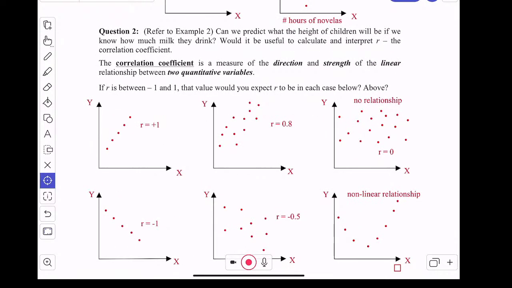A perfect positive relationship would look like this, and R would be +1. A perfect negative relationship would look like this. So R is a measure of the direction and strength of the linear relationship between two quantitative variables. Direction is seen by whether it's positive or negative, and strength is how close it fits to the line. So the stronger it is, the closer it is to 1. The stronger it is in the positive direction, the closer to positive 1, and in the negative direction, close to negative 1. When there's more scatter, it moves towards 0. The worse the scatter away from the line, the closer it is to 0.